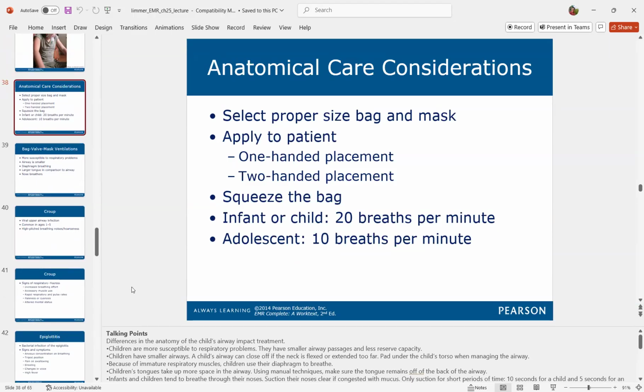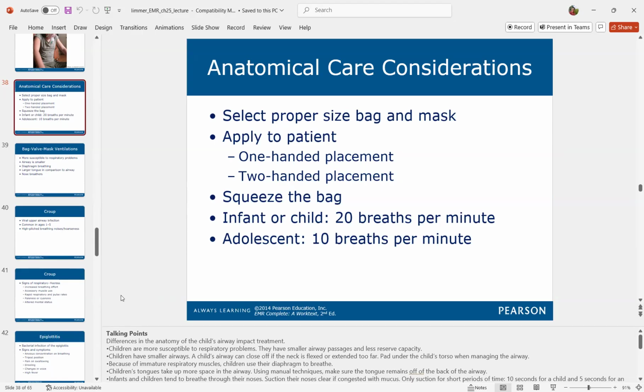They have a smaller airway. A child's airway can close off if the neck is flexed in or extended back too far. So we want to, again, pad under the child's torso or their shoulder blades to manage that airway. Because of the immature respiratory muscles, children sometimes use their diaphragm to breathe. So you're going to see their belly kind of breathing. We call them belly breathers.